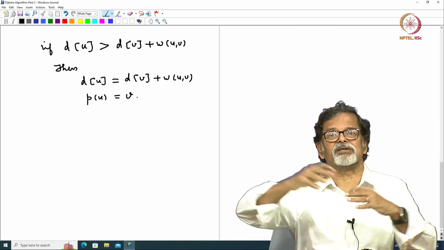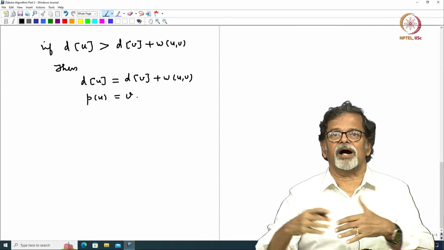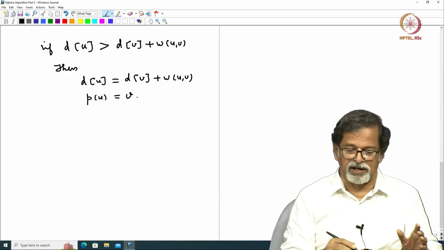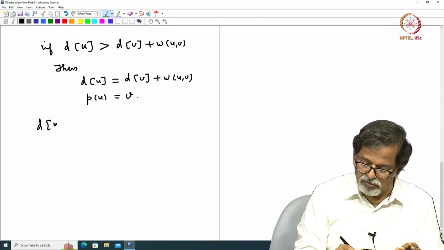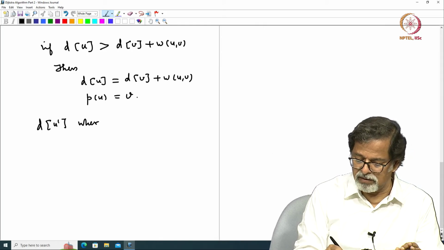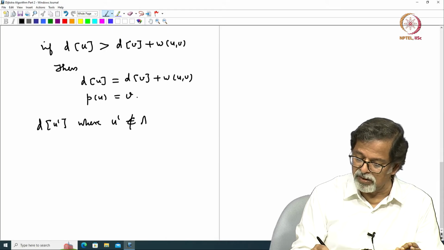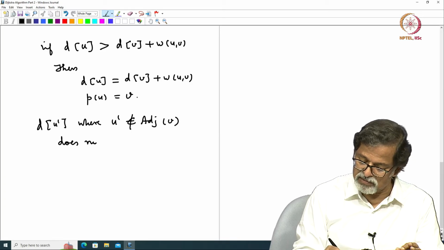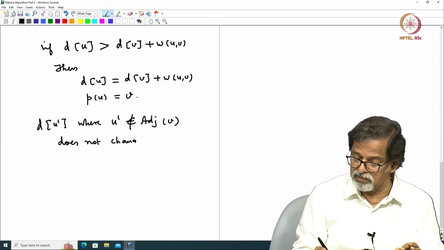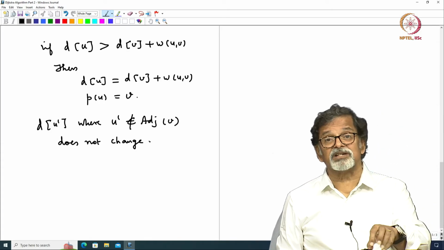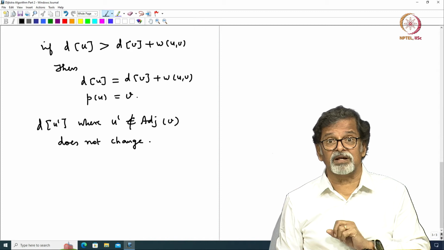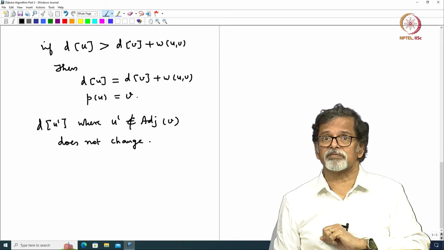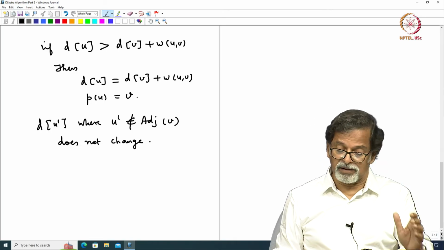If a vertex is not even a neighbor of v, I do not have to worry about them. For those vertices, where u dash does not belong to adjacency of v, the d of u dash value remains the same and does not change. And if u is in the adjacency of v, it may change if this is the condition. Therefore, what is the updating code?